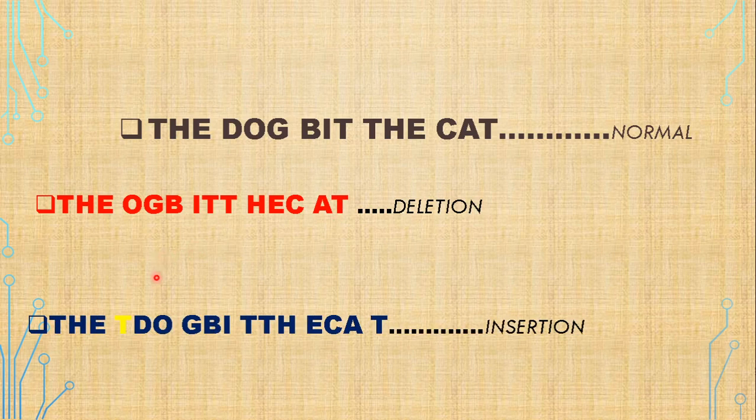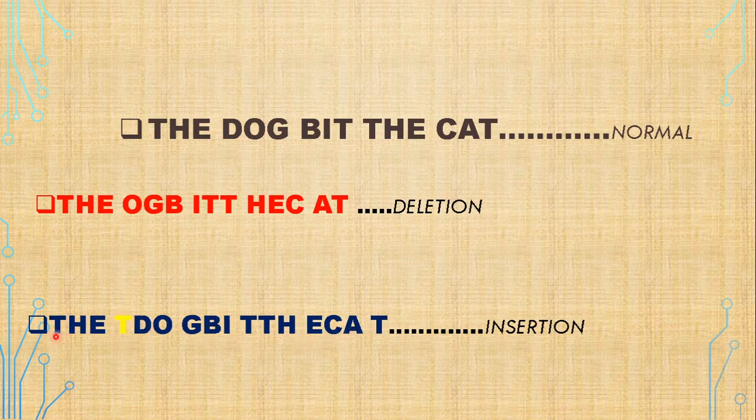Likewise, suppose this is the normal sequence, and between the two triplets one letter is added. Like here, there is addition of letter T. When it gets added, again, as in the previous case, the reading frame will continue in sets of 3. So as the new T got added, the reading frame shifts to TDO. G will move to the other, GBI. Then accordingly, three triplets.